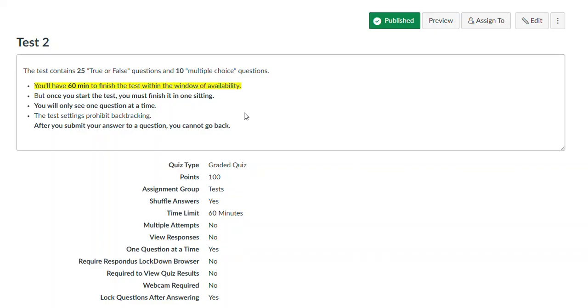Only difference would be that there's 25 true false this go and 10 multiple choice. The true false, they're worth, I think, 2 points apiece, and the multiple choice, they're 5 points apiece. We've got 50 points for multiple choice and 50 points for true false. You got an hour to knock the whole thing out. Once you start, you got to finish it. You only get 1 question at a time. When you answer that question, you can't go back to it again.